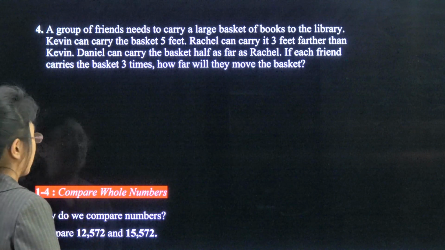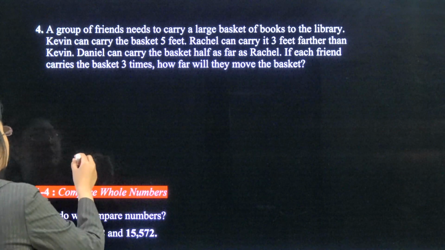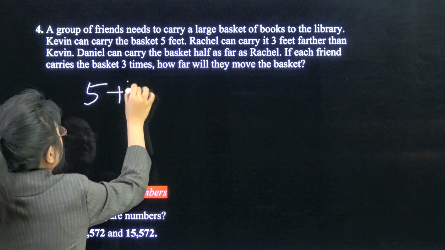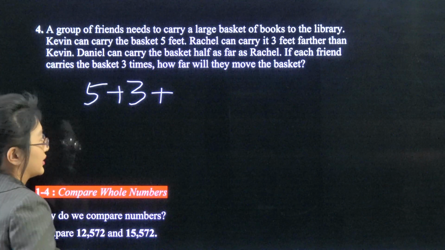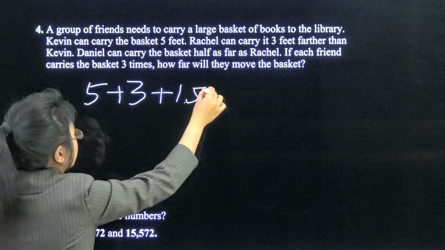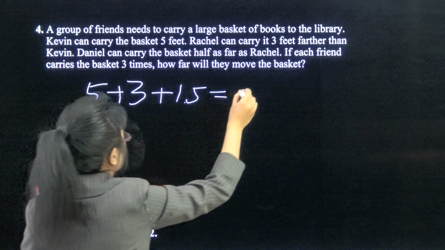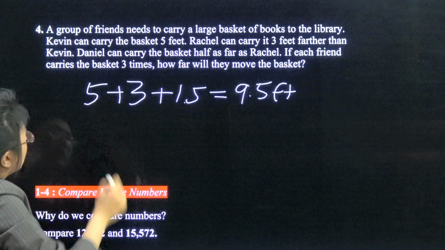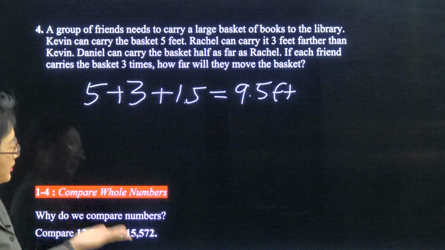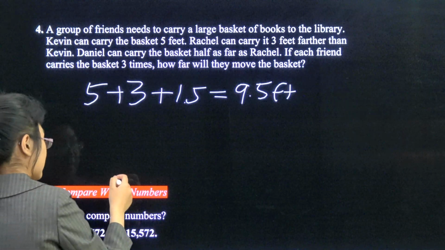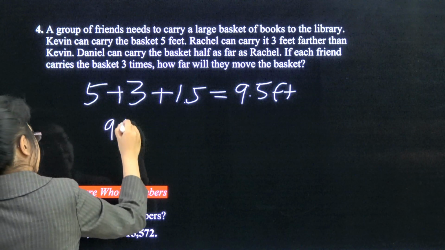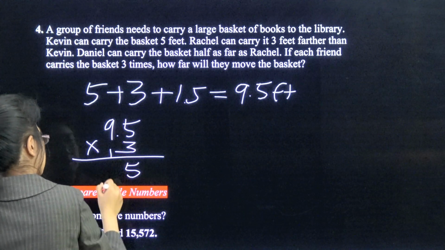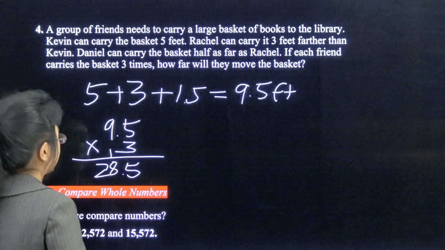So now we solve. Step 3. So we know that if everybody carries it 1 time, it'd be 5 plus 3 plus 3 divided by 2, which is 1.5. So that's 9.5 feet. And each friend carries the basket 3 times. So 9.5 times 3 equals 28.5.